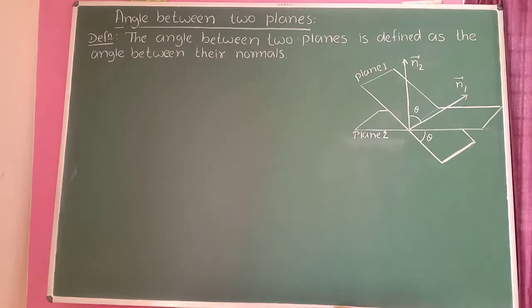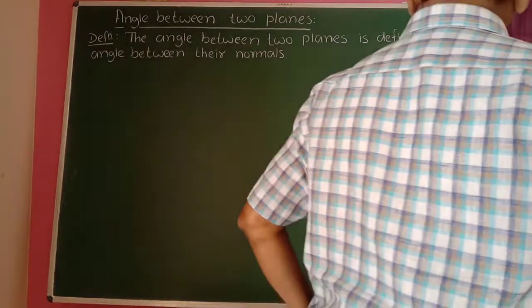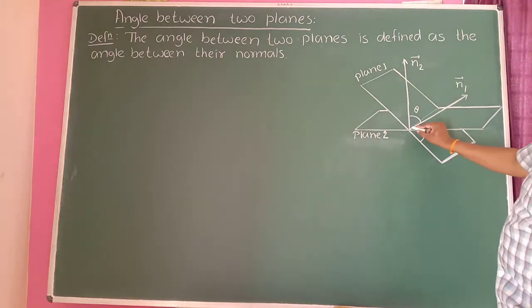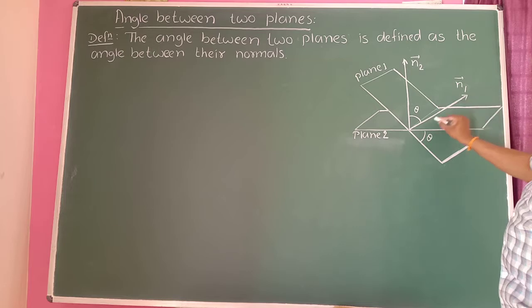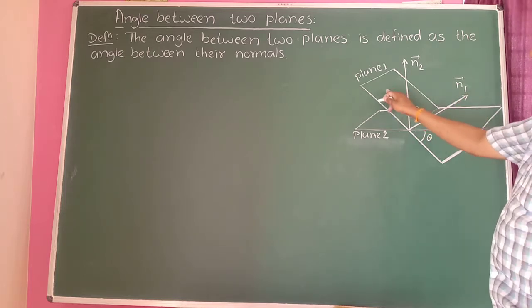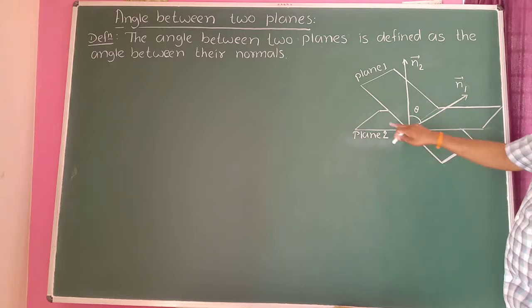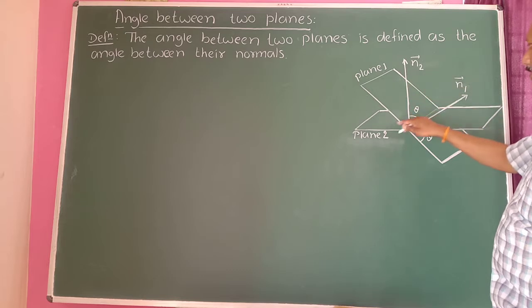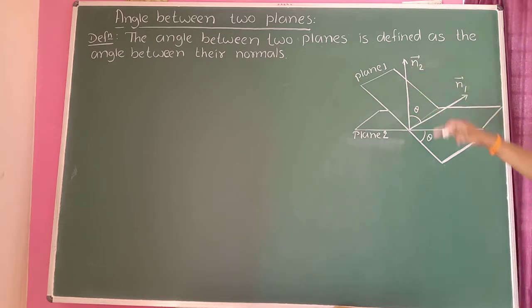Angle between two planes here. The definition: the angle between two planes is defined as the angle between their normals here. Just observe this diagram here. This is one plane here, the first plane, and this is a normal. Normal means perpendicular to this plane here. This is a normal perpendicular to this plane. This is a second plane here. Then N2 is perpendicular to this plane. This is a normal here.